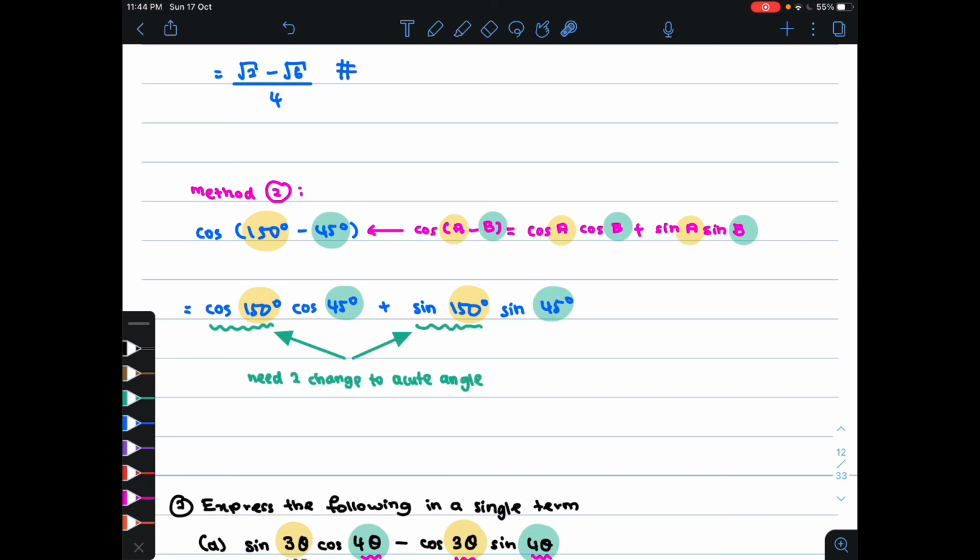But note that 150 degrees is not a special angle. This means that you need to change cos 150 and sin 150 to become acute angles first. And then afterwards, you need to apply the special angles for this expression. So you can see that this method is actually a bit harder compared to the first method. So just do method 1 if you have this kind of question.